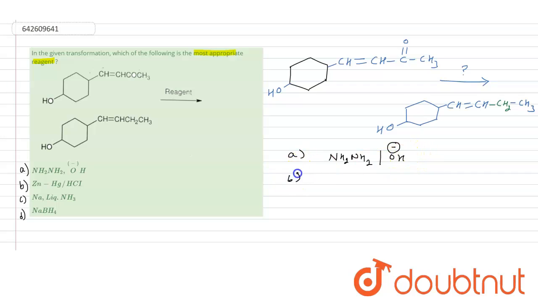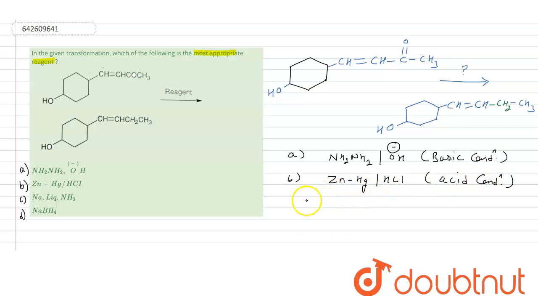And in option B it is given zinc amalgam, Zn(Hg), in the presence of HCl, that means it is an acidic condition. Here you can say there is a basic condition because OH is given, and here there is an acidic condition.